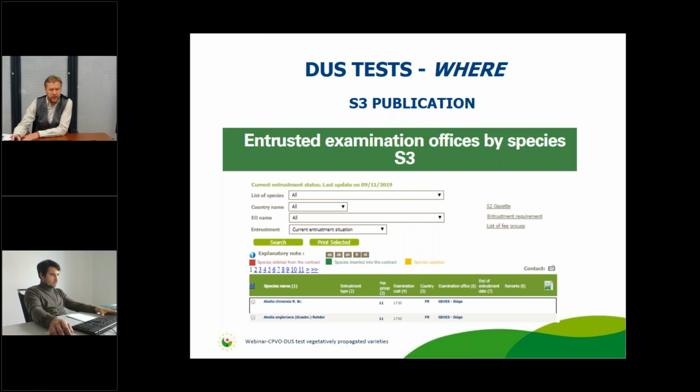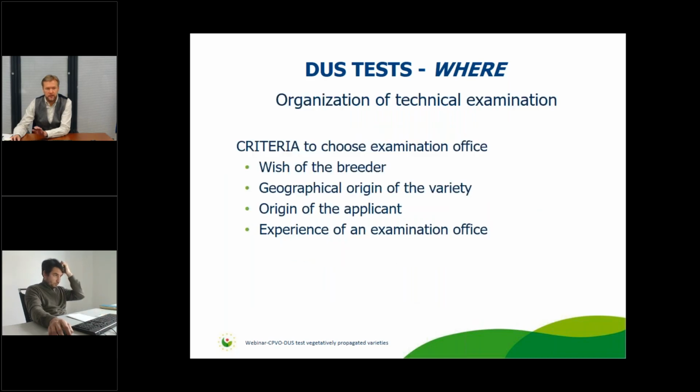If you want to know which examination office can carry out the technical examination, we have a special section on our homepage that is called the S3 publication. This is an overview of all examination offices entrusted for the species concerned. This information is relevant for you because in your application documents you can express a wish where the technical examination shall be carried out. And of course, if you express a wish for an examination office which is not entrusted to do the technical examination, we cannot take your preference into account.